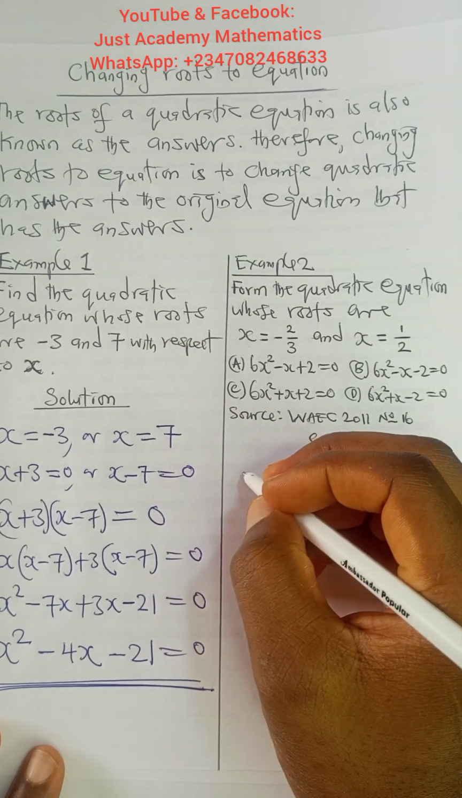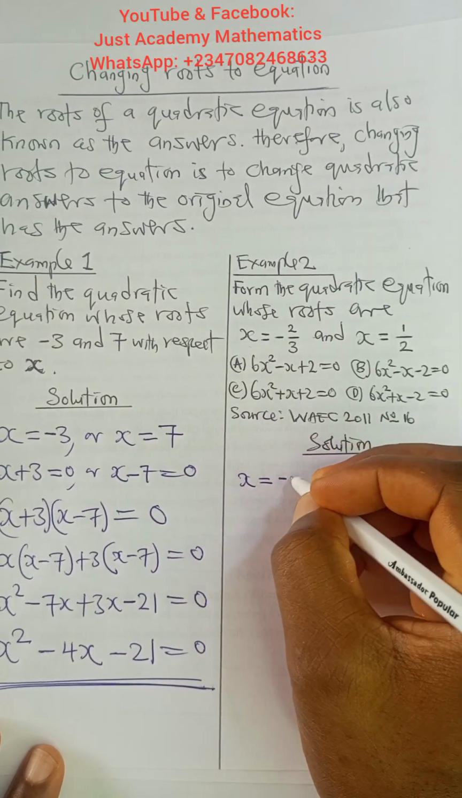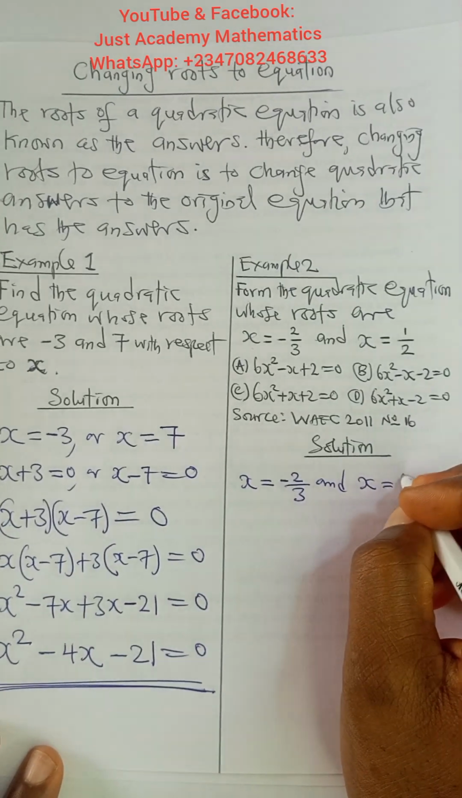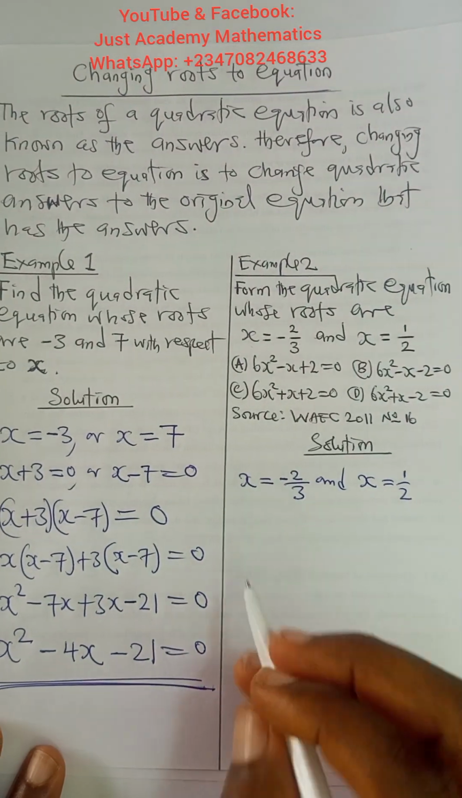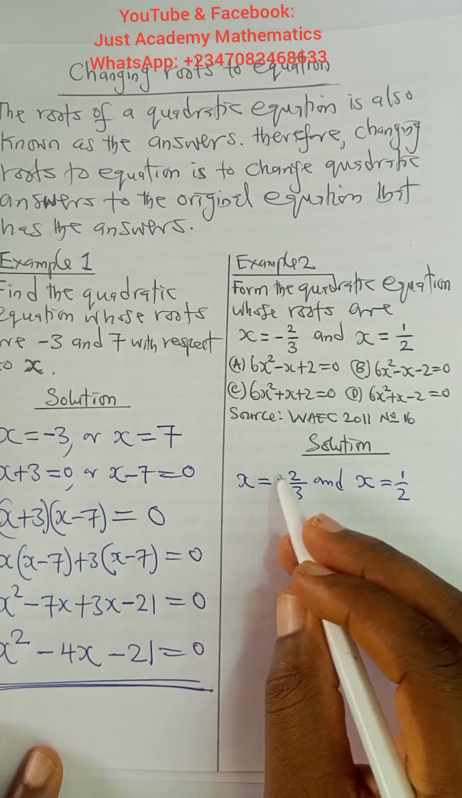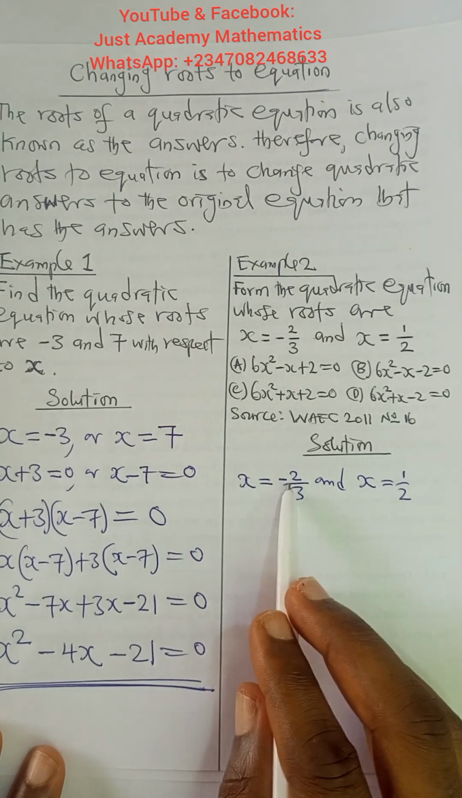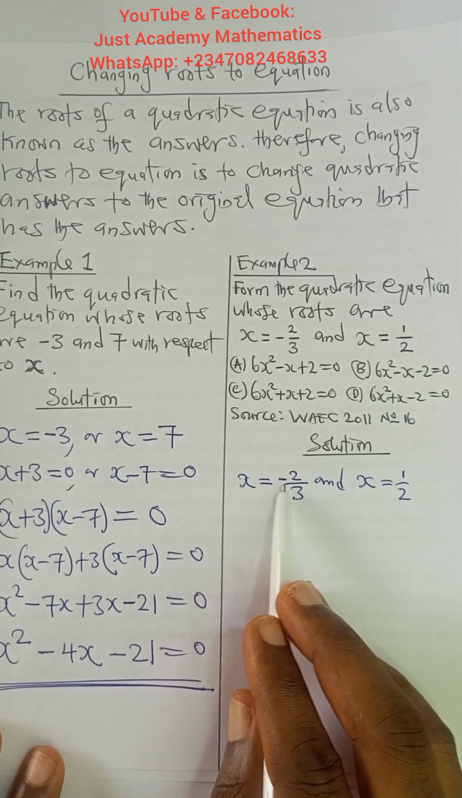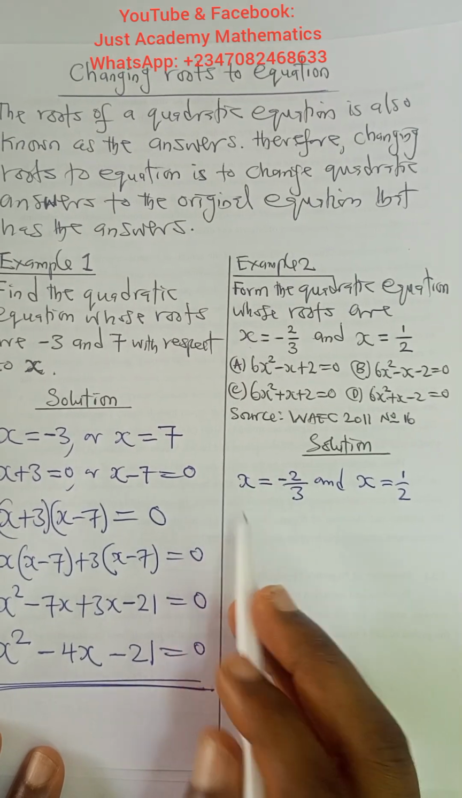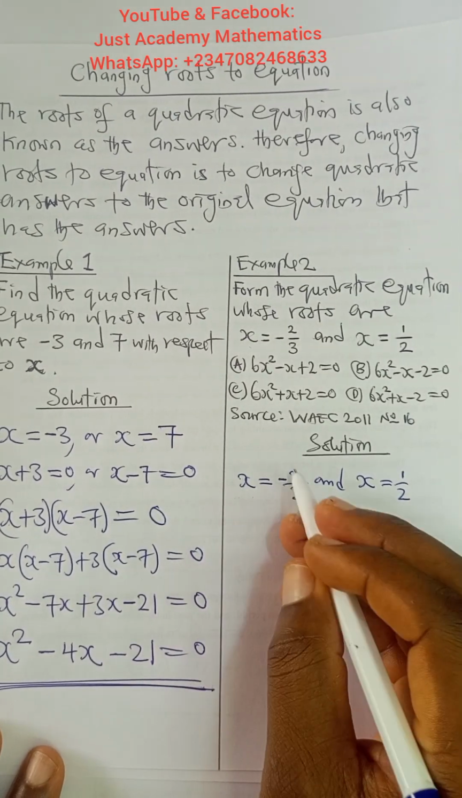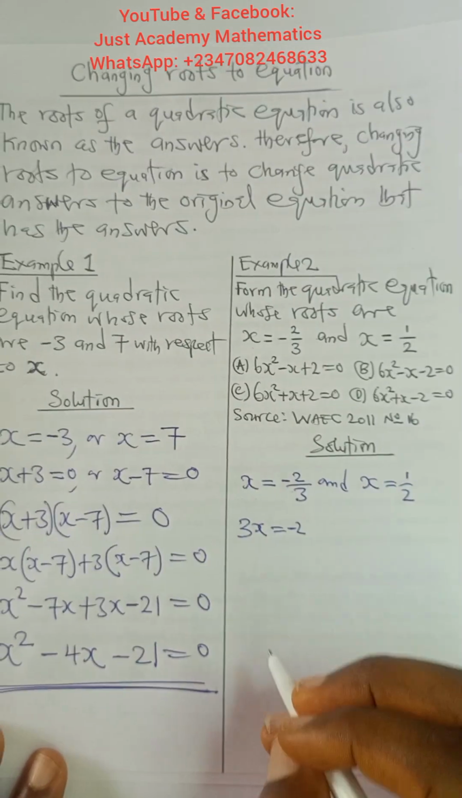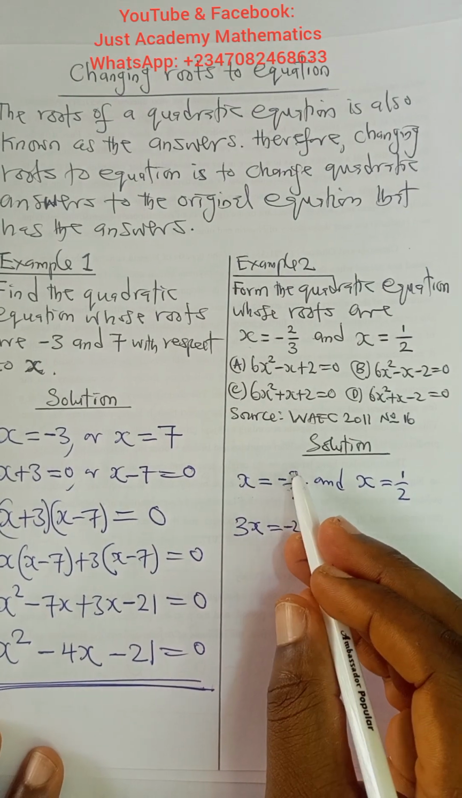So what we are going to do is simple. s is equal to minus 2 over 3 and s is equal to 1 over 2. We don't want this to look like a fraction, we want to remove this fraction. If you multiply this by 3, 3 will cancel 3, and you have 3s. Or you can add 1 under and cross multiply. s times 3, you have 3s equals minus 2. It's the same thing, nothing has changed.